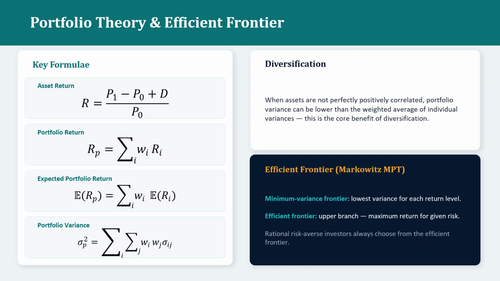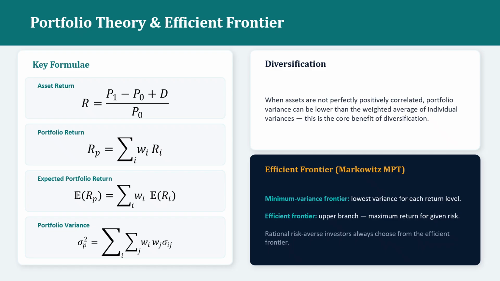the assets move together. First, the return of an asset over a single period is given by R equal to P1, which is the price at the end of the period, minus P0, which is the initial price, plus D, which is any dividend received, divided by the initial price.